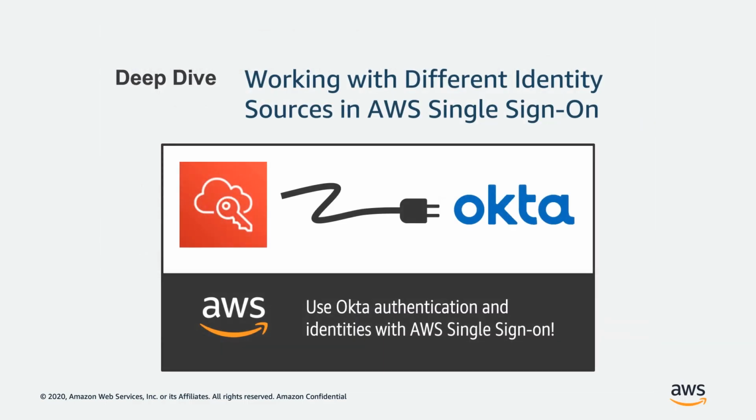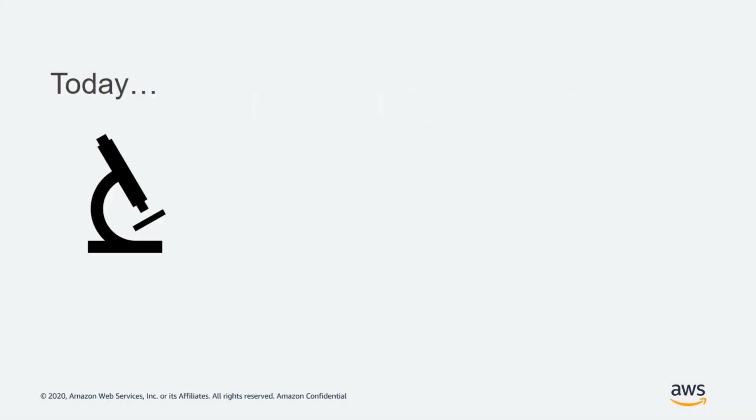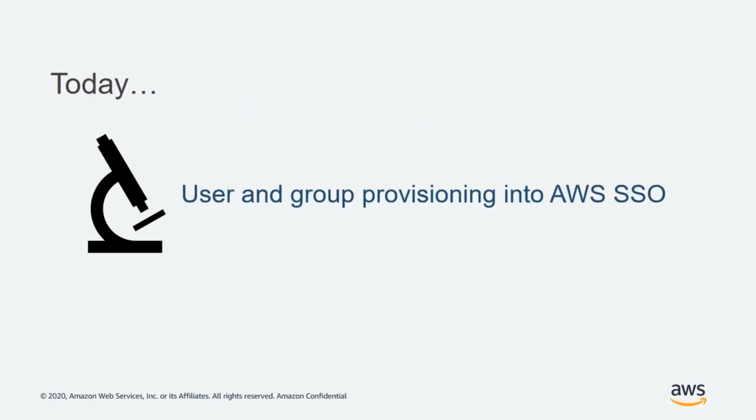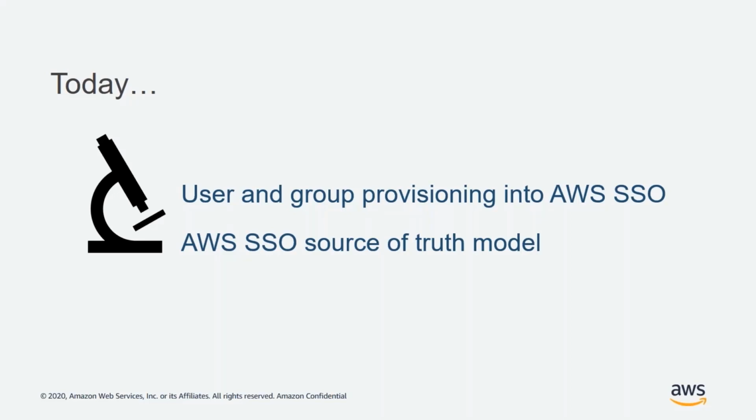For today, I thought we might dive deeper into another aspect of SSO and talk about how it works with different identity sources and the differences based on your configuration. What you mean is you want to look at the differences in how AWS SSO works when you use Okta versus Active Directory versus SSO identities, right? Exactly. Today, we will not spend much time going into permission sets. Instead, we'll focus on how users and groups get into AWS SSO, how AWS SSO treats the source of users and groups from the standpoint of source of truth.